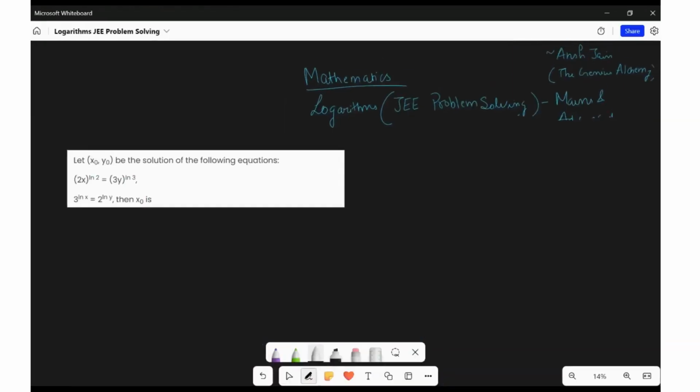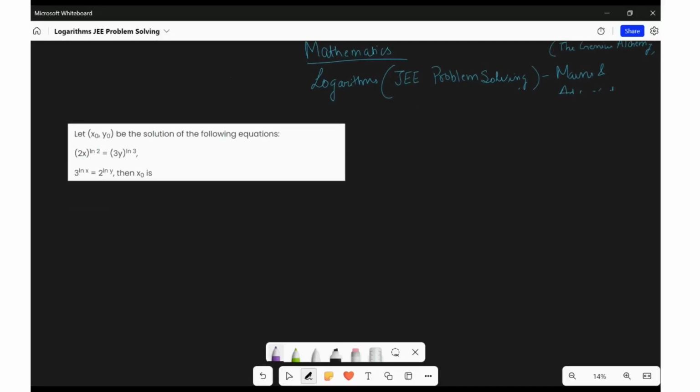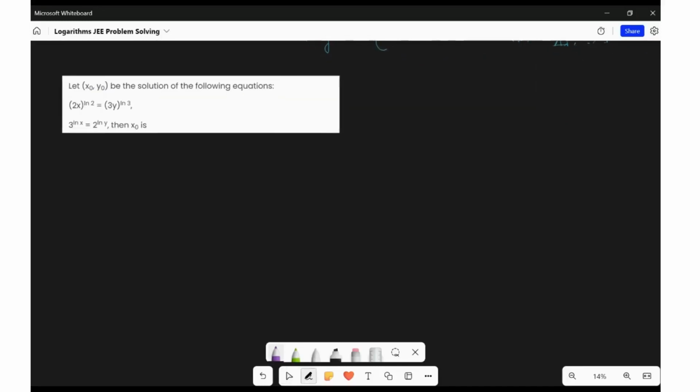Now let's look at the ninth problem, which came in JEE Advanced. We are given: let x naught and y naught be the solution of the following equations. So let's write these equations. The first one is 2x to the power ln 2 is 3y to the power ln 3. This is our first equation. And our second equation is 3 to the power ln x is 2 to the power ln y. Now we need to find what x naught is.